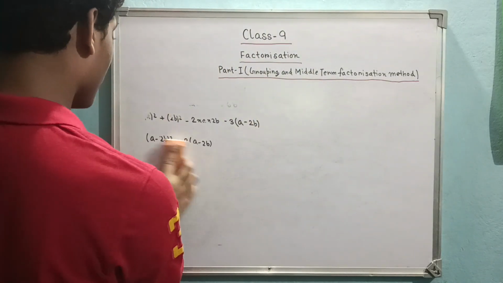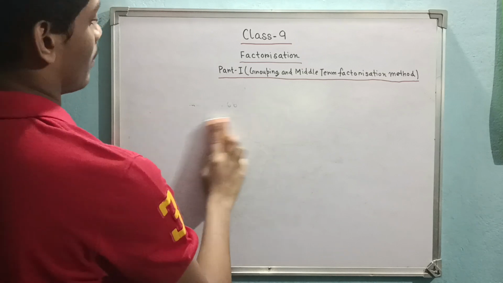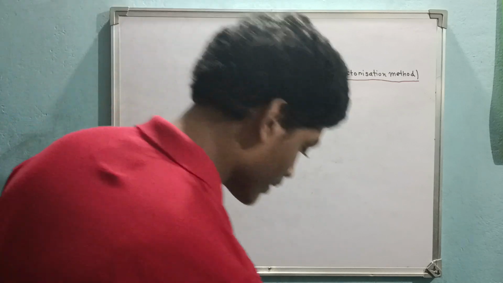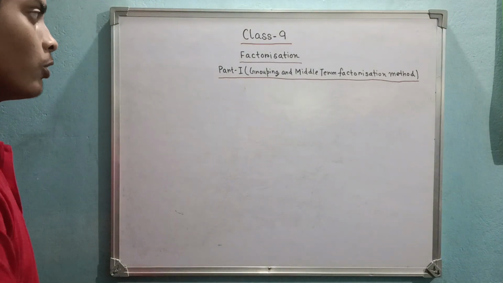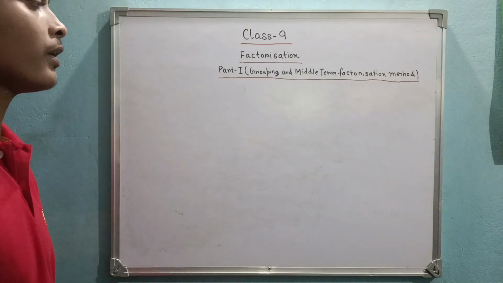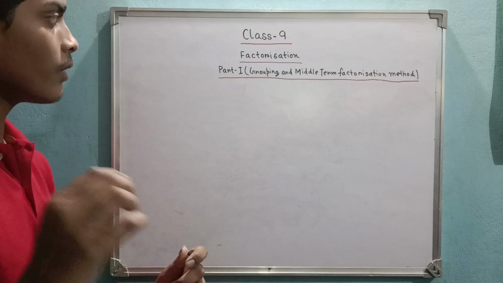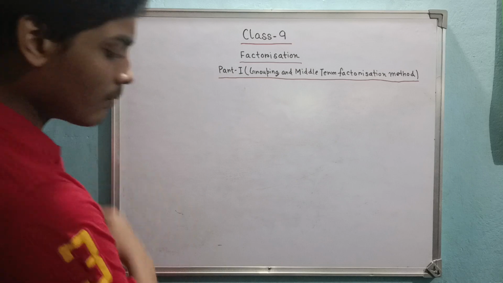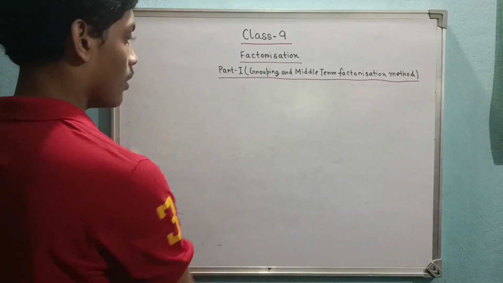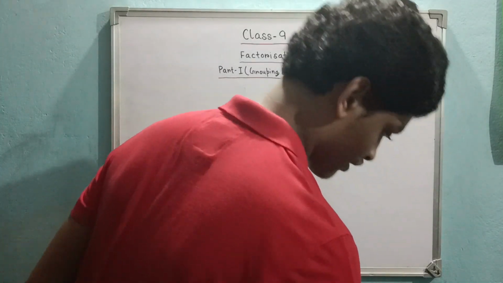The middle term factorization method and the method of squares, that means a square minus b square equals a plus b into a minus b, which we will learn in our next video. These are the two most important formulas which are required in higher classes and class 9 obviously. Let us see now for middle term factorization.